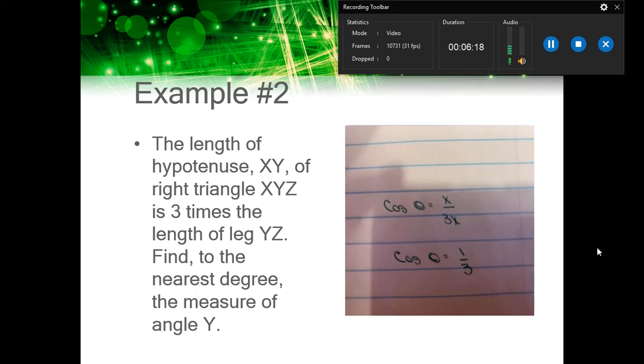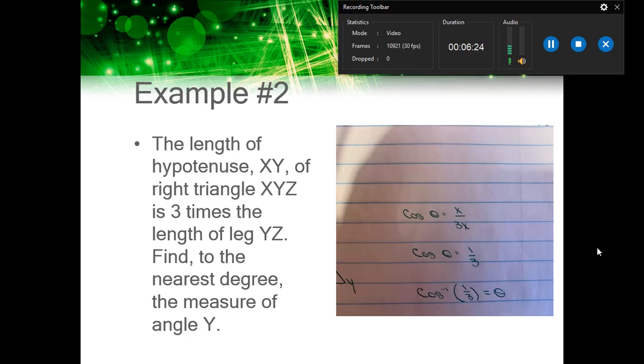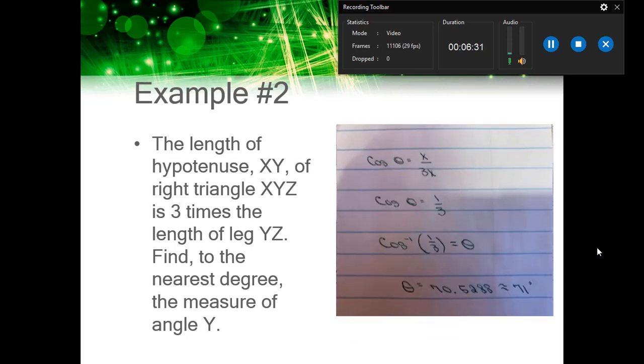Remember, when we're looking for an angle measure, we're going to activate our inverse functions. So this will become inverse cosine of 1/3 equals theta. And you can plug it into the calculator. And I'm going to round it to the nearest whole degree, so 71 degrees.